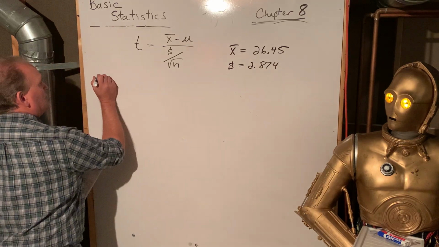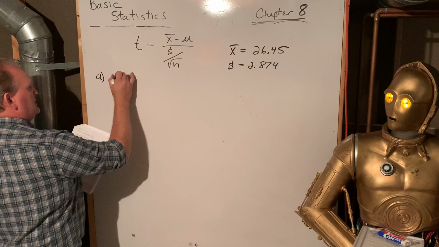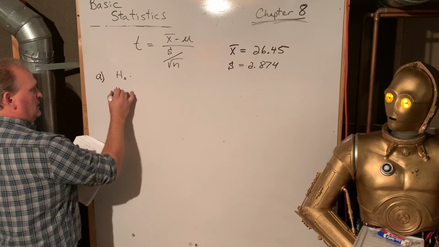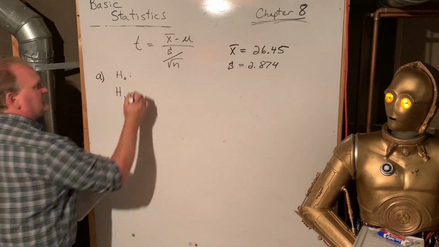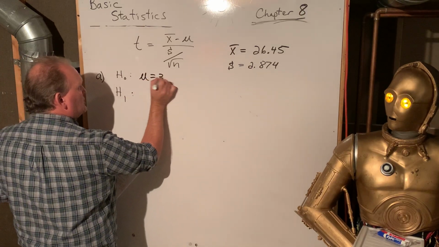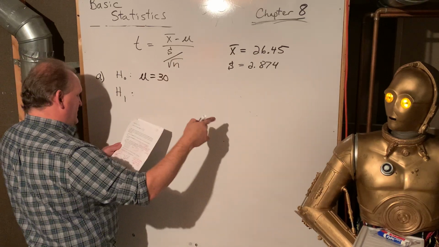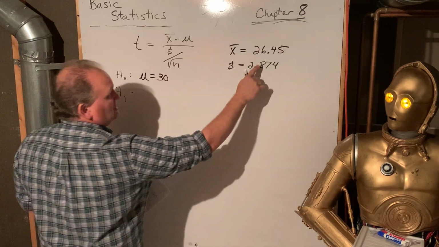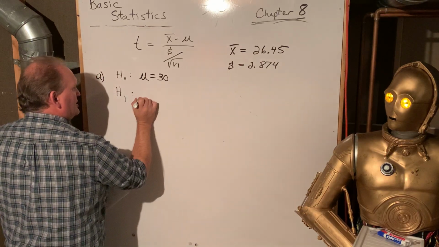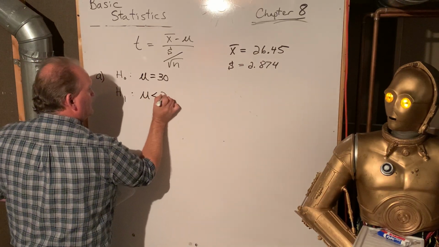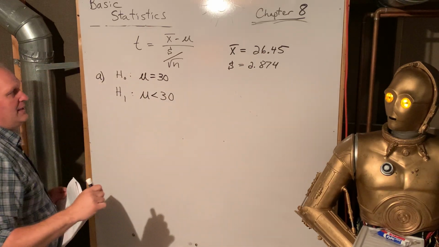All right, so now it's always 5 parts. A is the hypothesis. So state the hypothesis. We have the null and the alternative. The null hypothesis in this case is that mu equals 30. And we suspect, based on the data we gathered, it's actually less than 30. Because look, the mean is 26, which is less than 30. So now we're going to decide, is it significantly less than 30 or not?